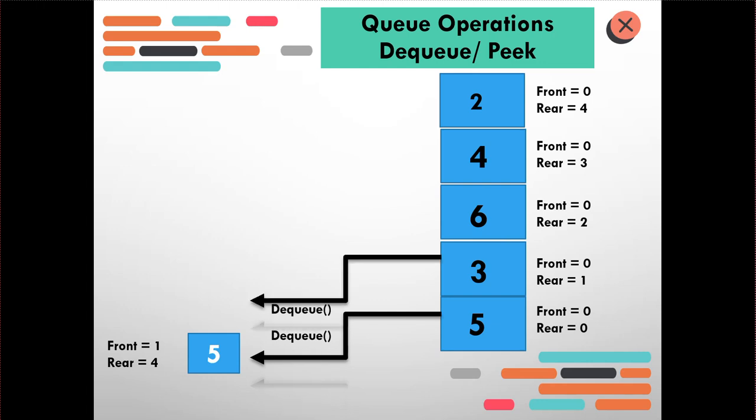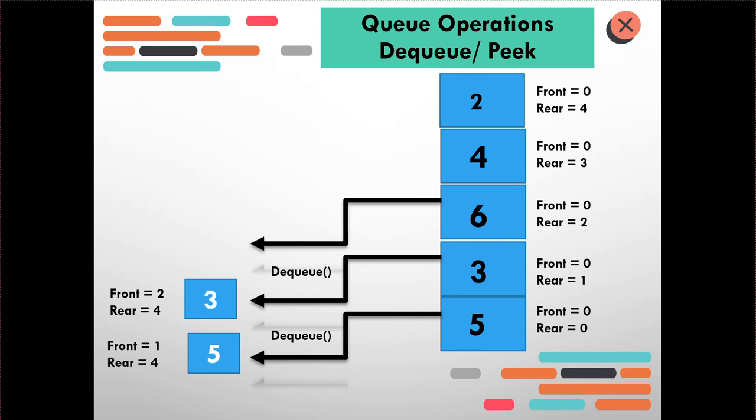If we again fire a dequeue operation onto this queue, 3 would be removed, and rear remaining the same, front would change to 2. Now, since 5 and 3 have been removed, 6 would now be the topmost element. Say we fire a peek operation on this queue. It would show us that 6 is the topmost element and front and rear have values of 2 and 4 respectively. That means the peek operation hasn't changed or updated the pointer values.